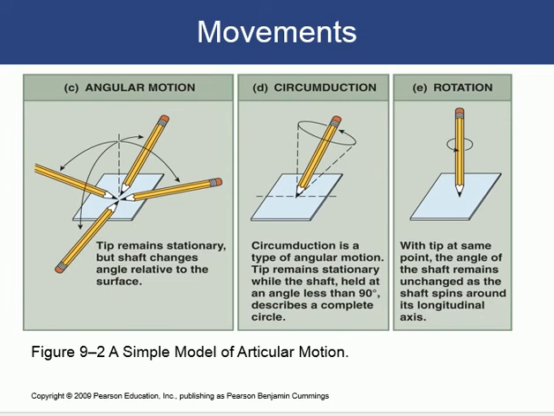So angular movement, this is just a regular movement that we all know. Angular, like you go like an angle, like this. This is your angle, okay? The angle is obtuse like this, and you can do it like this, acute angle. So this is your angle. This is angular. Circumduction is like if you're trying to draw a circle, like this.